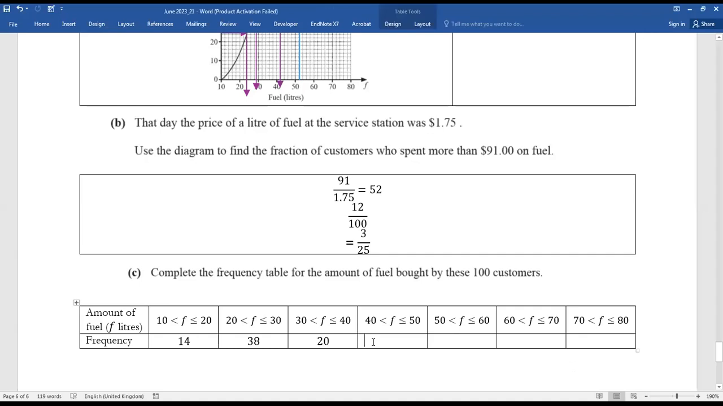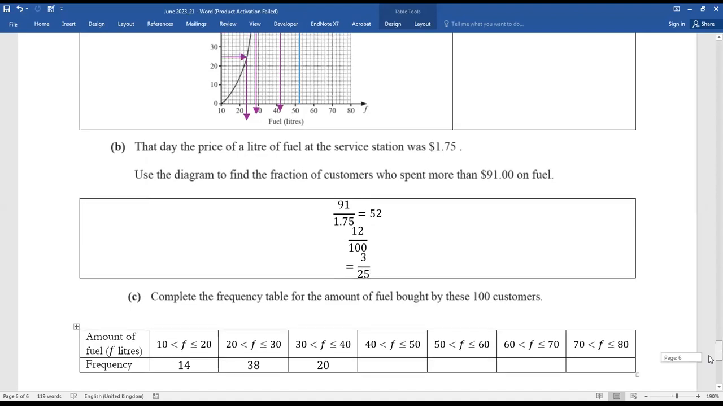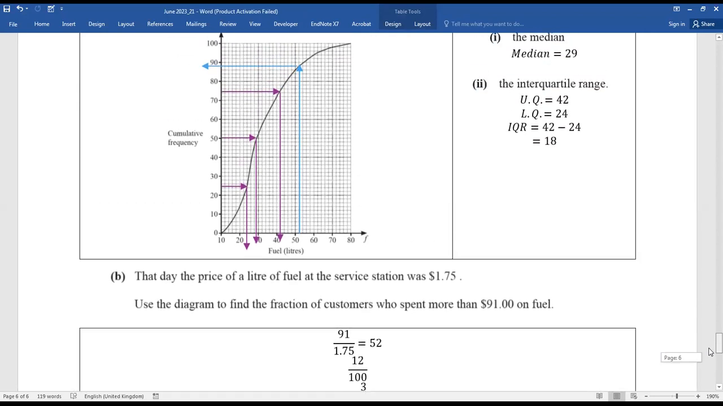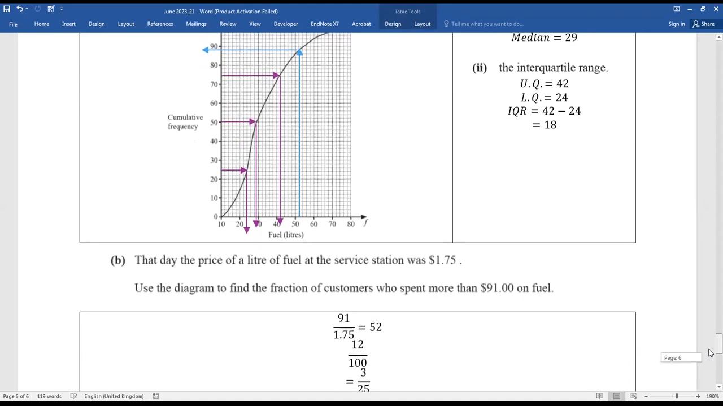Part C expects us to convert the cumulative data into group data. This provided us with a few values: the group of people who spent between 10 to 20 liters of fuel. There were 14 such people, and then 38 people who spent between 20 to 30, then between 30 to 40, we had 20 people who spent between 30 to 40 liters. What about 40 to 50? So you already know that 40 is corresponding to a certain number here.